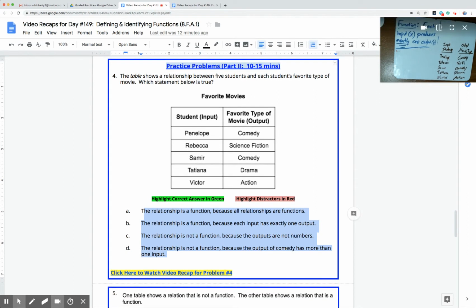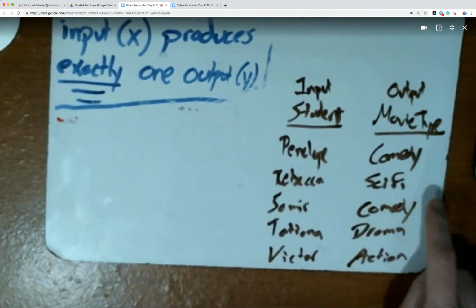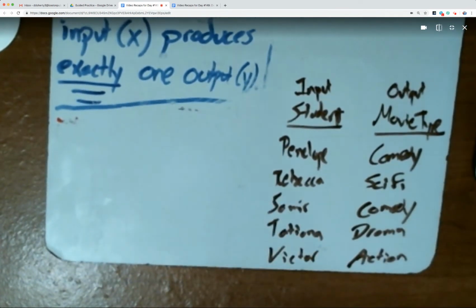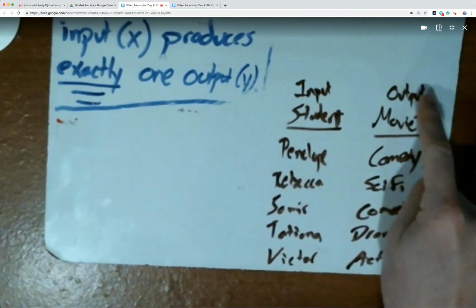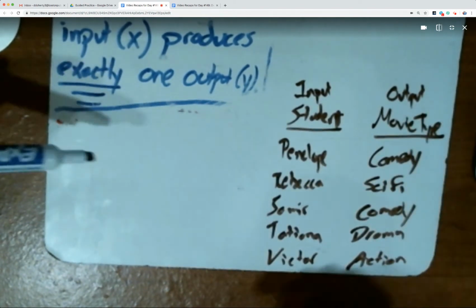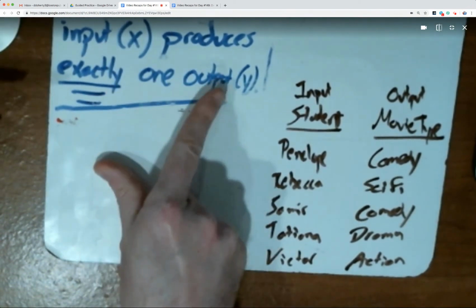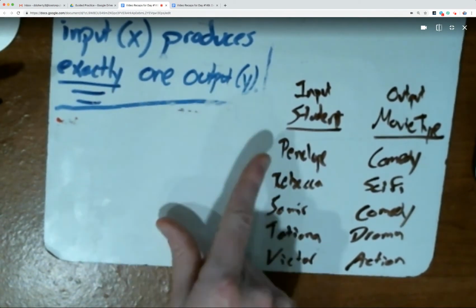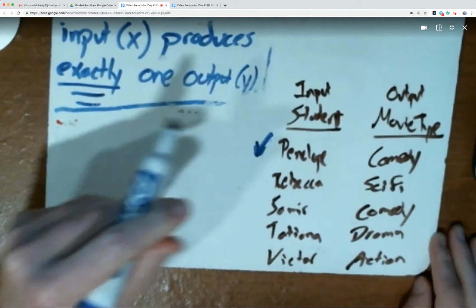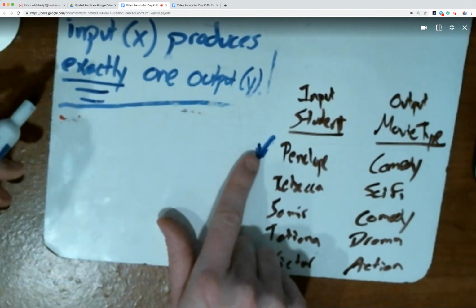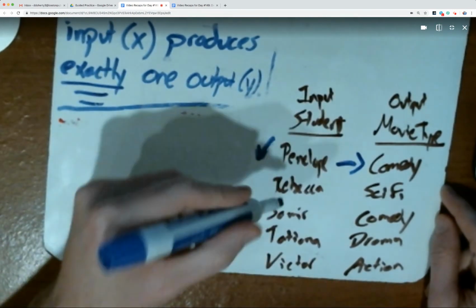We're going to focus on, can this relationship between students and the movies that they like be considered a function? If the students are our input, as the table shows us, and the movie type is the output, we just need to see that every student, every input, has exactly one favorite type of movie. We see Penelope only shows up in the table once. She said comedy's her favorite movie, so we know if Penelope's the input, comedy is her output. There's no other possibility.